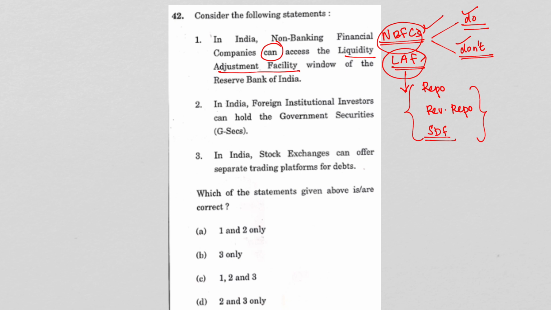Now coming to the first statement, the statement is, NBFCs can access the liquidity adjustment facility. Now let's first see what is an LAF or liquidity adjustment facility.